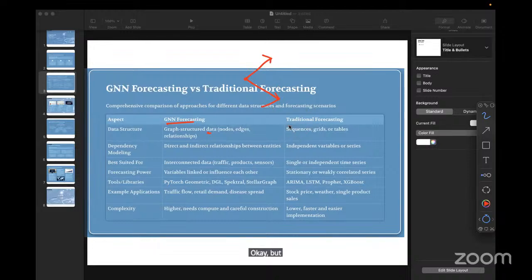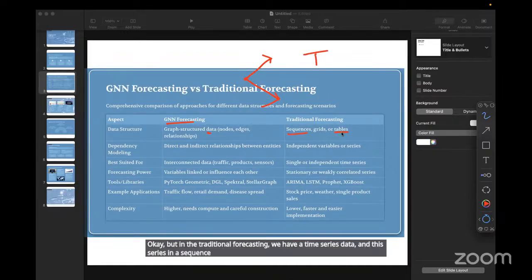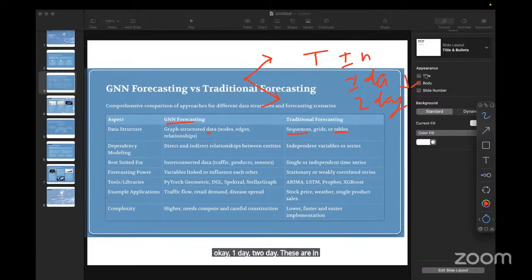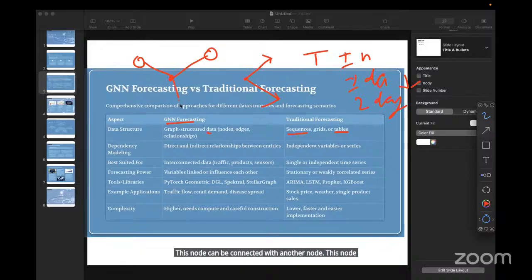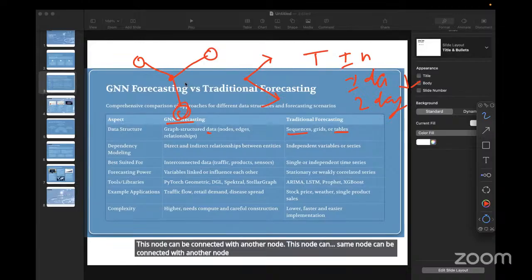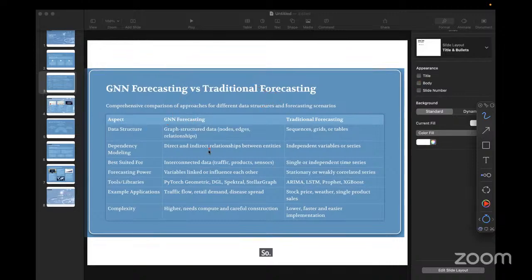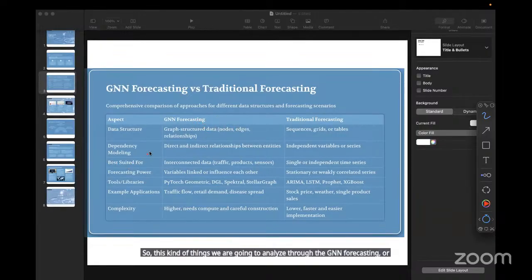But in traditional forecasting, we have time series data, in a sequence or in tables, like 1 hour data, 1 day data, 1 day, 2 day. So these are in sequence. But in the graph structure, there is no sequence. One node can be connected with another node, and the same node can be connected with another node. There will be multiple connections for a single node. This kind of thing we analyze through GNN forecasting, or graphical neural network forecasting.